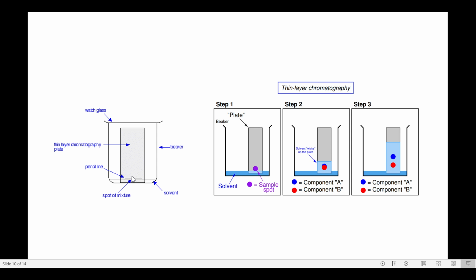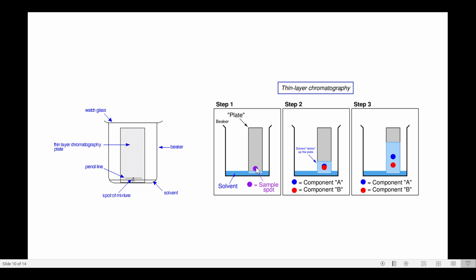Here we put one spot and through this adsorbent, when the solvent is rising through capillary action, along with that different components have different RF values. Depending on the RF values of the components, there will be differences between the heights the compounds reach as the solvent rises through the capillary. From the RF value of each component, we can identify the components in a mixture.